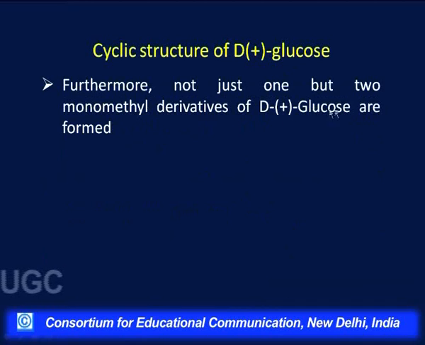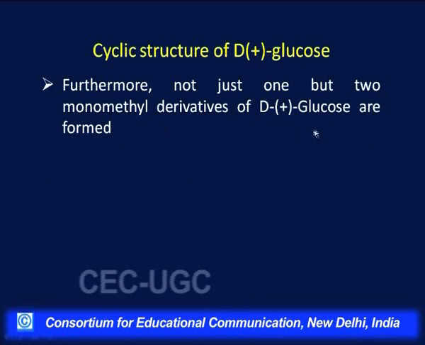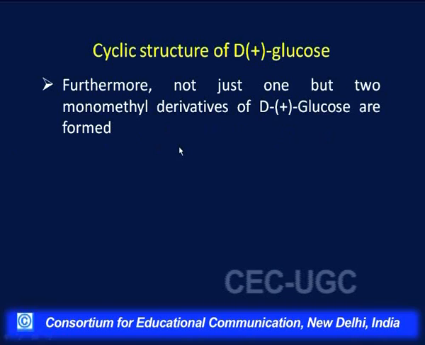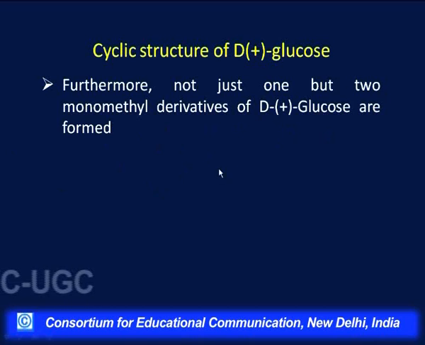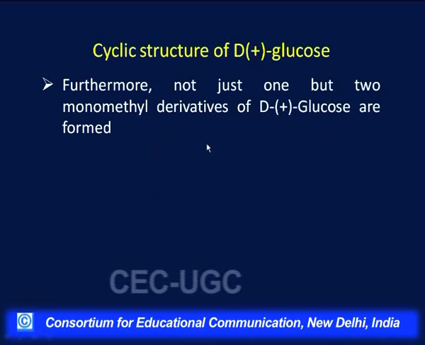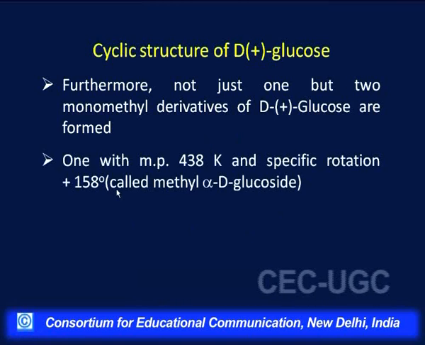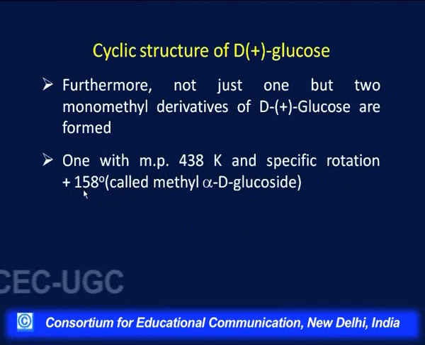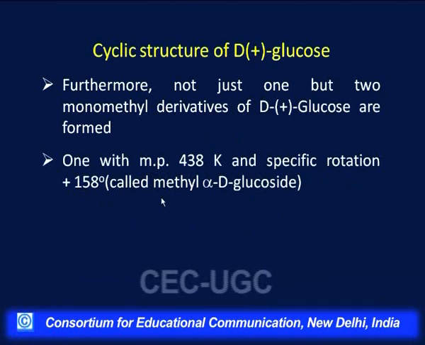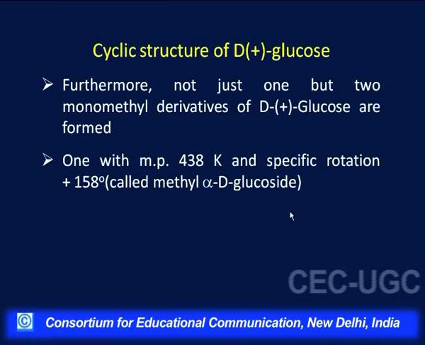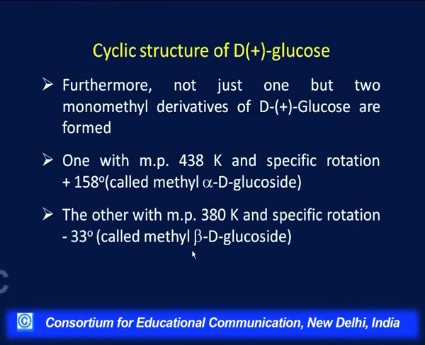Furthermore, not just one but two monomethyl derivatives of D plus glucose are formed. When this methyl glucoside which was obtained was analyzed further, it was found to be a mixture of two compounds. These two compounds were separated, and one had a melting point of 438 Kelvin and a specific rotation of plus 158 degrees. This was called methyl alpha D glucoside, and the other, with a melting point of 380 Kelvin and a specific rotation of minus 33 degrees, was called methyl beta D glucoside.